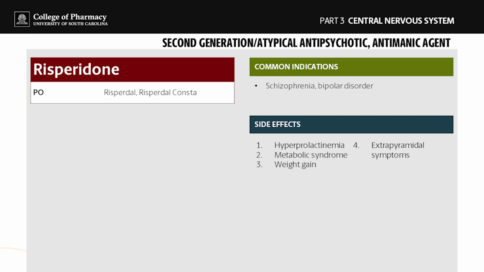Here's another one, risperidone. The brand name is Risperdal, and Consta. The common indication would be schizophrenia and bipolar disorder. Side effects: hyperprolactinemia, but we have metabolic syndrome with weight gain and extrapyramidal side effects.